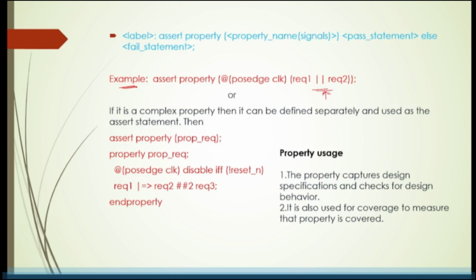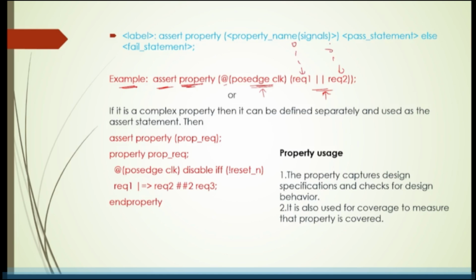Okay, so if you are having only one condition, then how are we going to do it? Assert property at the rate of posedge clock, request 1 or request 2. Now what happens? You are writing assert property, as I already told you, so it is a concurrent assertion. So what is the logic here? What is the condition here? For every positive edge of clock, either request 1 or request 2 should be high.